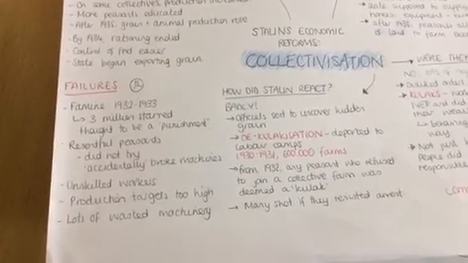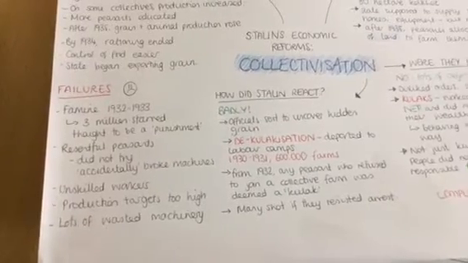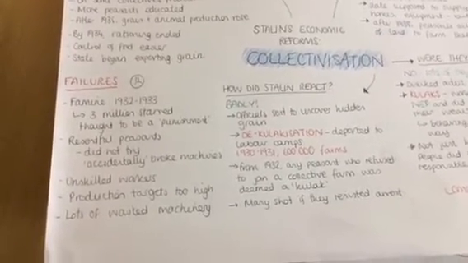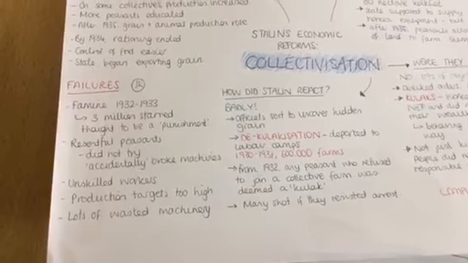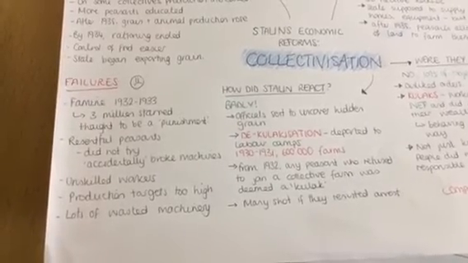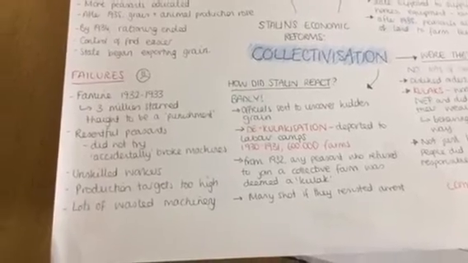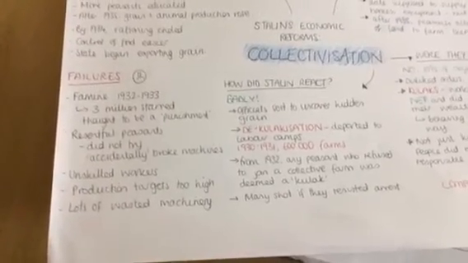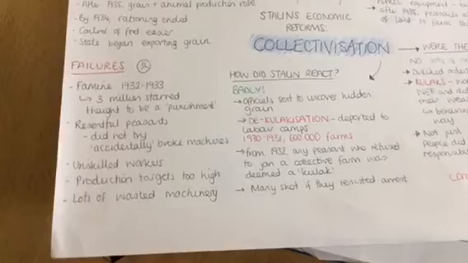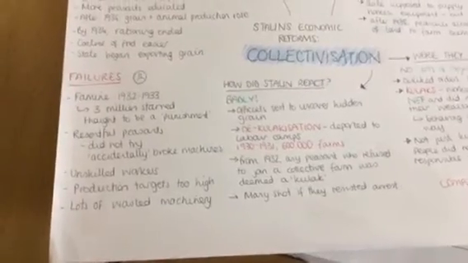There was a huge famine in 1932 to 1933 where over 3 million starved. Many thought this to be a punishment, which was the official line from the government. This made the peasants resentful, and they didn't try. They accidentally broke machines in order to not meet the quotas.